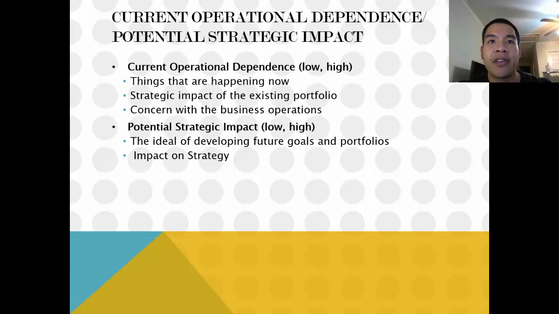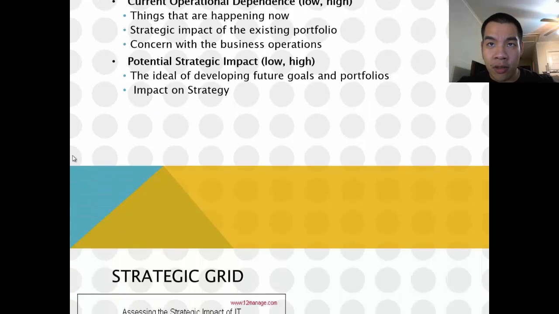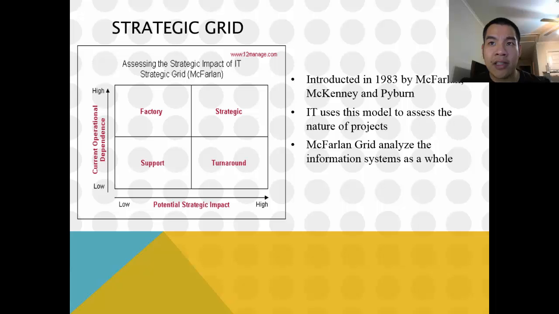The strategic grid is a two-dimensional graph. The horizontal or x-axis measures how IT affects the organization's strategy. The vertical or y-axis gauges the impact of IT on operations. The combination of these two views in the matrix results in four possible combinations: support, turnaround, factory, and strategic.